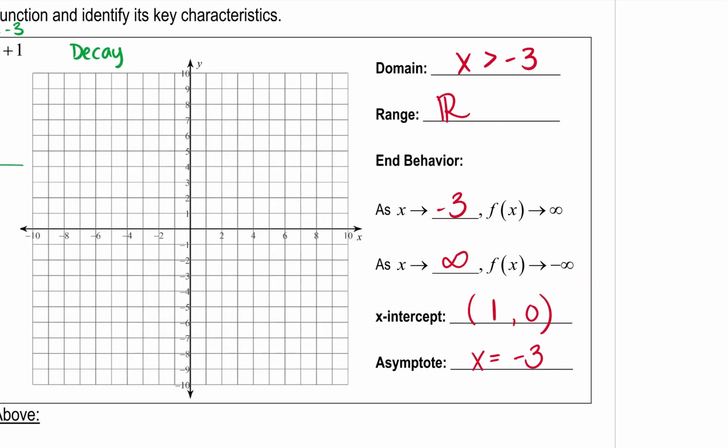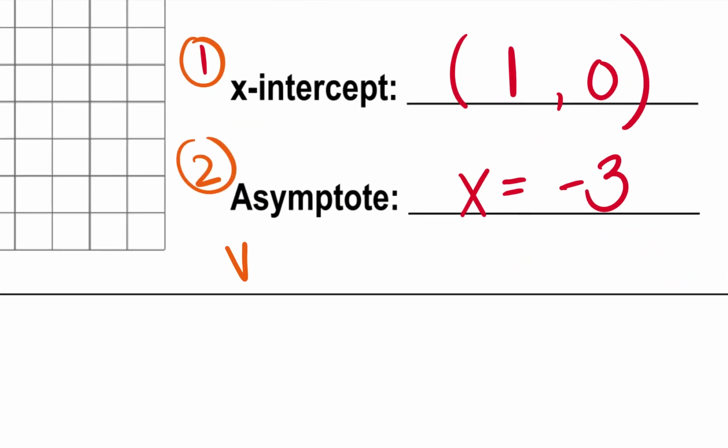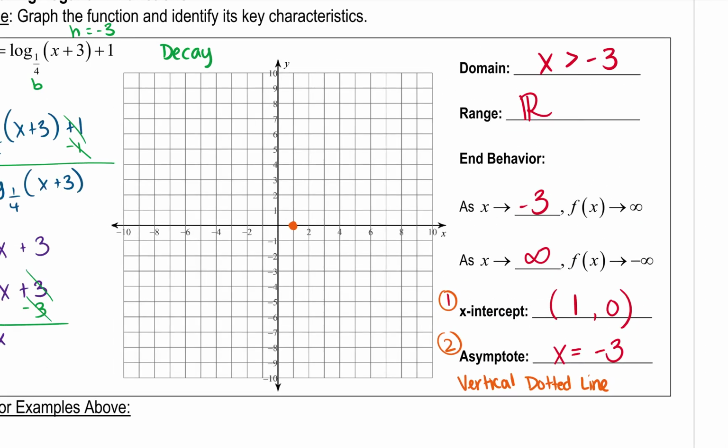So just like with exponential, this is the order I can graph in. I do x-intercept, then asymptote, and then the growth or decay. So x-intercept is 1, 0 right here. Asymptote, which I guess I didn't write anywhere, but if you want to write it here, you can. So for exponential, it's horizontal. For log, it's a vertical. It's still dotted. I always tell people, you dot the line because you never want to touch anyone's asymptote. At least the function doesn't need to.